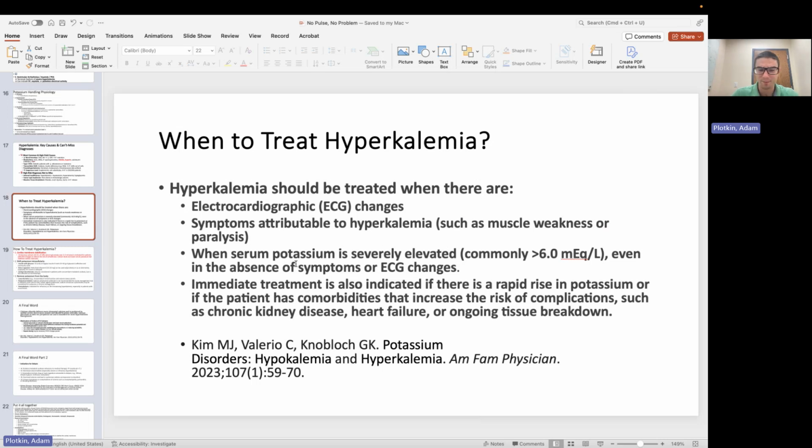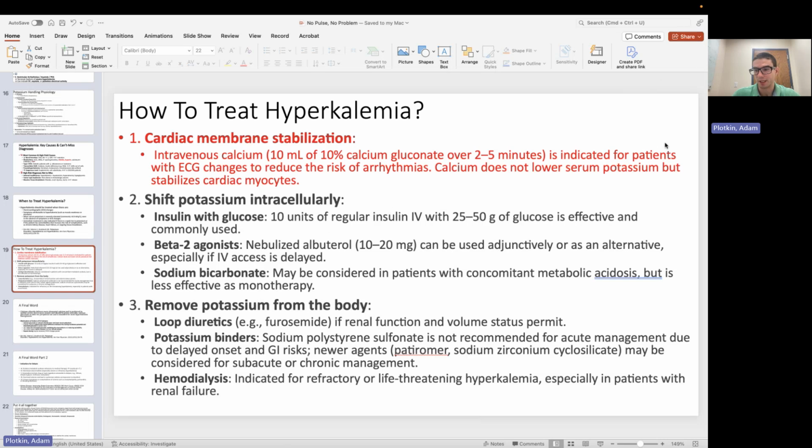And then immediate treatment is also indicated if there's a rapid rise in potassium, or if the patient has certain comorbidities that increase the risk of complications. So if they have CKD, heart failure, or ongoing tissue breakdown. So again, EKG changes, symptoms, when the potassium is severely elevated, usually 6.5. And then if they have a rapid rise or they have underlying comorbidities that the hyperkalemia would further worsen. Okay, so how do we treat hyperkalemia?